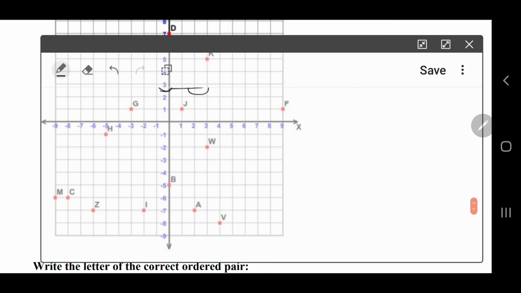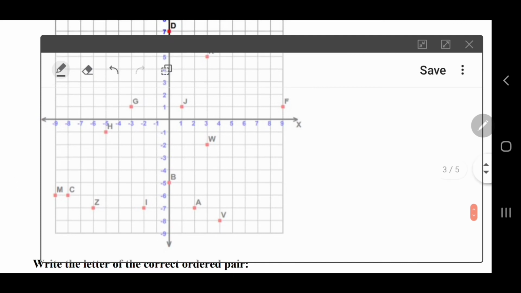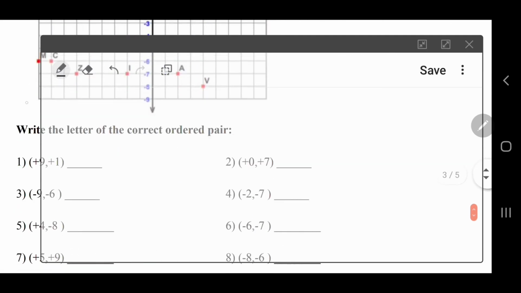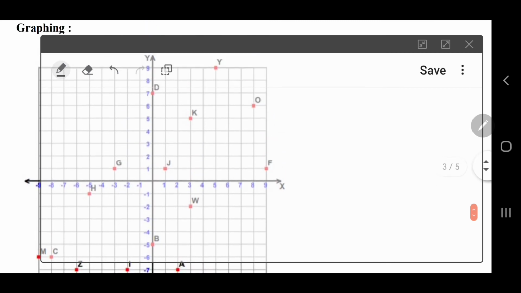And I'll do one more for you guys. Let's do number 14, so that's K. So K is over here. So first off, start off with the X. Goes up to 3, right? And then the Y goes up to 5. So that means it would be 3, which is over here, and then the 5, so comma 5. And that would be your answer.